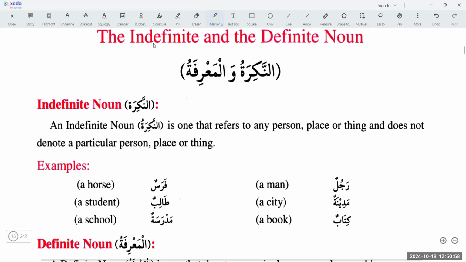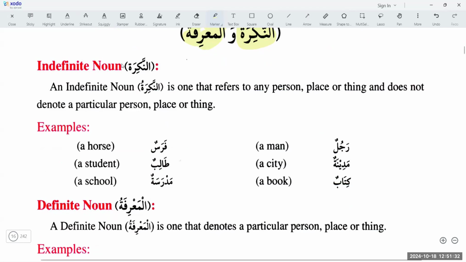Today we will learn about the indefinite and the definite nouns. Today only we will learn about the definite and the indefinite nouns. The indefinite, an-nakiratu, we call it the indefinite. Definite, we call it al-ma'rifatu.